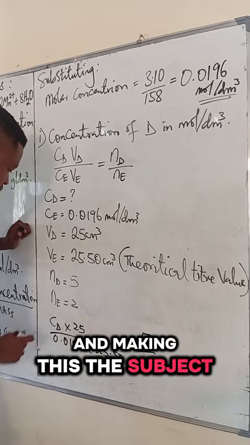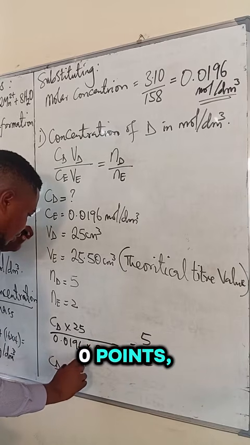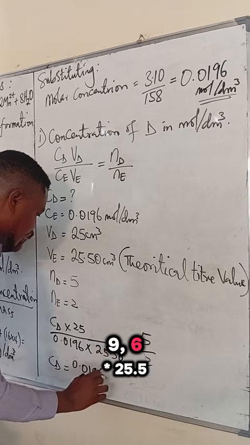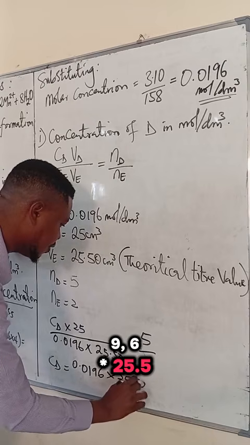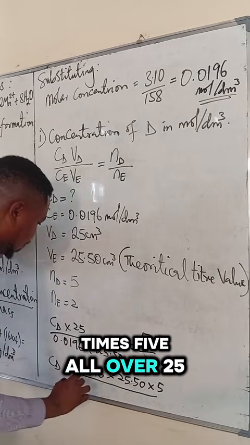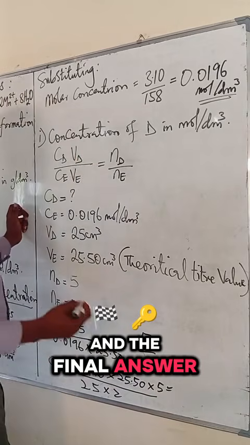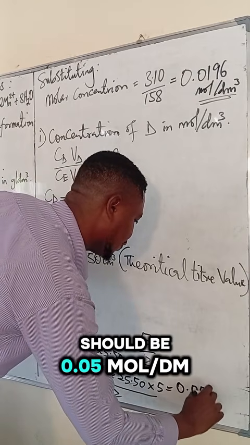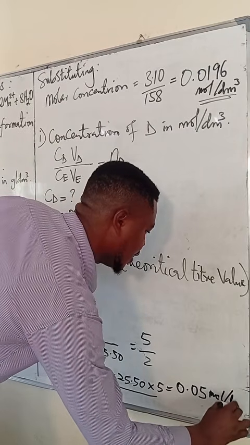Then making CD the subject of formula, we have CD equal to 0.0196 times 25.5 times 5 all over 25 times 2, and the final answer should be 0.05 mole per dm cube.